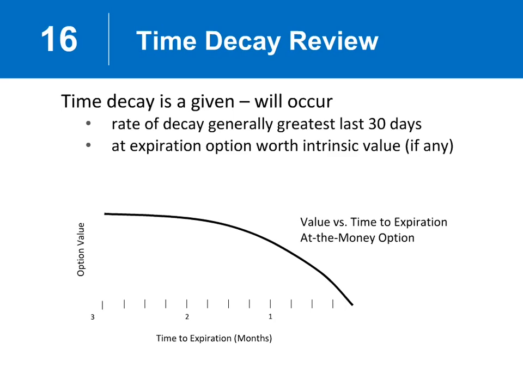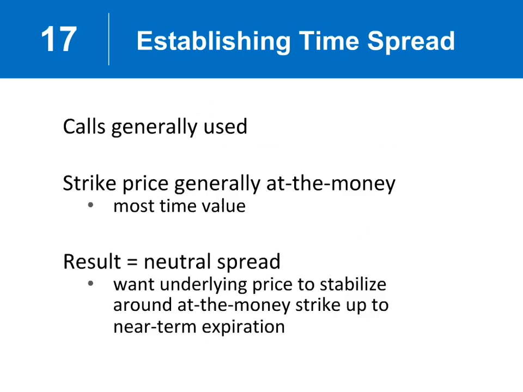Slide 17, we talk about establishing the time spread. And generally, calls are used, but there's no reason why you can't use puts. Calls tend to be a little more liquid than the put side, depending on what underlying you're using. And as we've said, these things are generally done at the money. If they're done at the money, it's essentially a neutral spread. We're looking for the underlying to stabilize right around this strike at expiration.